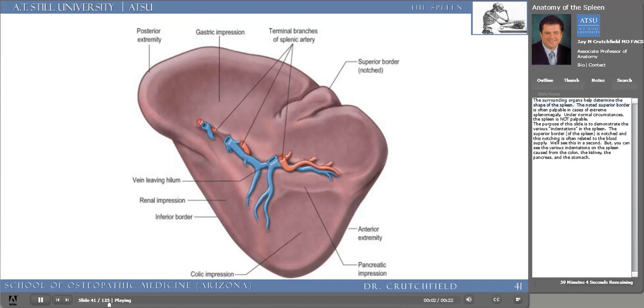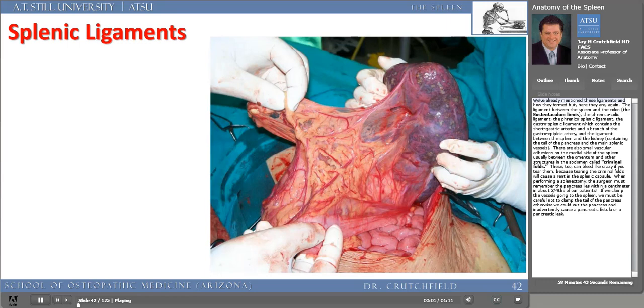The purpose of this slide is to show you the various indentations in the spleen. The superior border, which is notched, is often related to the blood supply. We'll see this in a second. But you can see the various indentations on the spleen form from the colon, the kidney, the pancreas, and the stomach. We've already mentioned these ligaments and how they form, but here they are again.